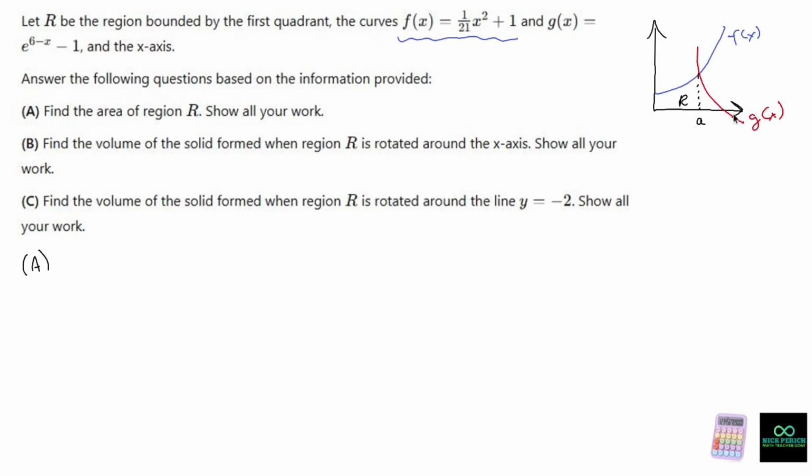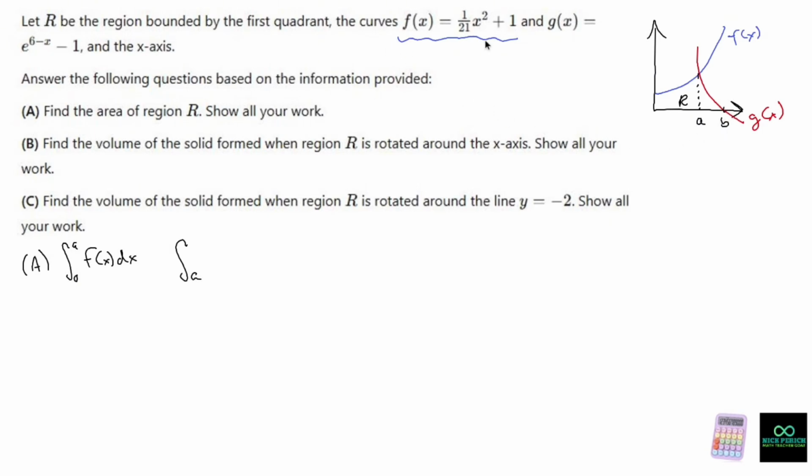Now, what's going to happen here is if I wanted to find just the area under this blue curve, I would take the integral from 0 to whatever that a is, and that blue curve is f of x dx. That gives me this area right here. But that's not all I want, because I also need this chunk right here. That's going to be the integral from a to this guy, which we will call b.